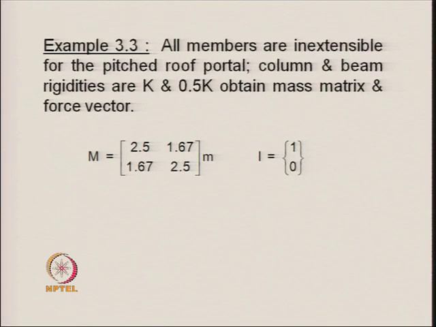We continue with that to show that for other kinds of structures also, this kind of scenario may happen, that is, the point lumped mass matrix may also be a coupled mass matrix in place of a diagonal mass matrix. For that we take the example of a pitch roof portal frame, and for that frame the mass matrix is shown over here. The mass matrix here is a coupled mass matrix, that is, the off diagonal terms are not zero, they have some value, and the influence coefficient vector corresponding to that is 1 and 0.